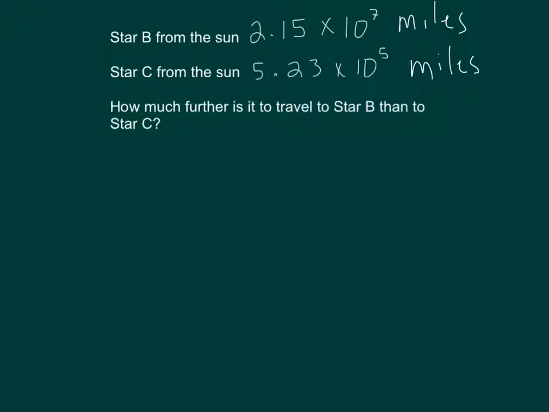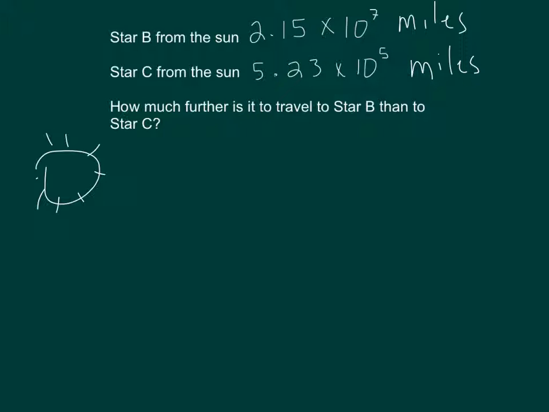So we're picturing that there is a sun and there are some stars. And we want to know how much farther is it to travel to star B from the sun than to star C. So I first want to look at star B up here. At star B, I know it's 2.1500 times 10 to the 7th miles, and star C is 5.2300 times 10 to the 5th. And I want to know how much farther is it to B than C.